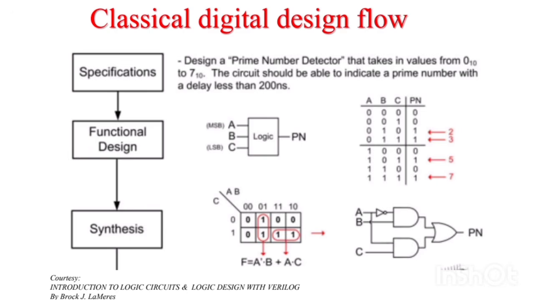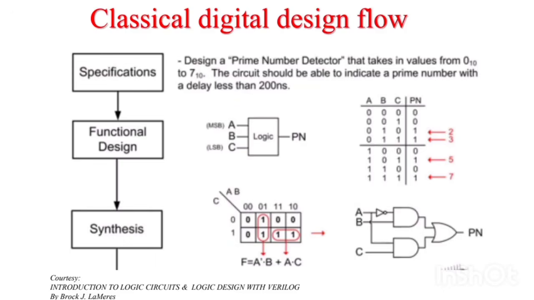In the second step, that is functional design, we have represented an entity diagram or a symbolic diagram that represents the input combinations A, B, C as an example, and PN at the output section. Its functionality is also represented in terms of a truth table. ABC are the inputs as shown, and if it is a prime number, then the corresponding combinations are 0 1 0, then 0 1 1, then 1 0 1, and finally 1 1 1.